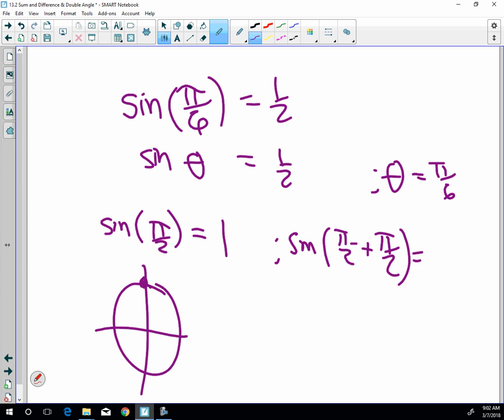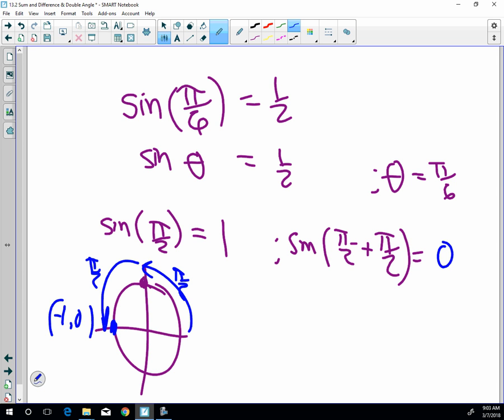If the sine of pi over 2 is 1, why wouldn't it just be 1 plus 1? Because it doesn't work that way, right? Because this is pi over 2, right? And if I go another pi over 2, what's this y value going to be? It's 0, negative 1, 0. So this is actually 0.